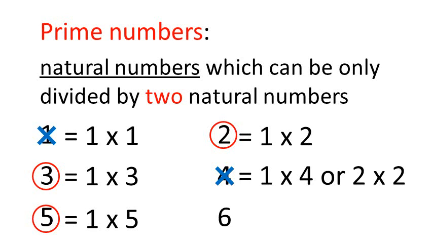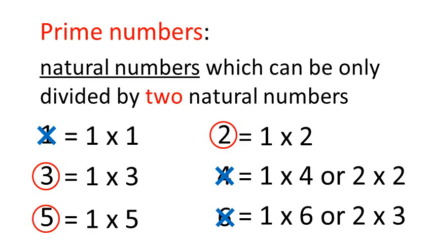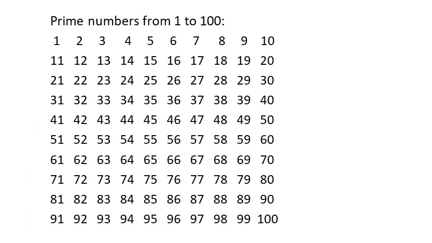The next number, 6. 6 can be expressed as 1 times 6 or 2 times 3. So 6 can be divided by 4 natural numbers, 1, 2, 3, and 6, which means that 6 is not a prime number. We will look at how many prime numbers there are from 1 to 100 in the next slide.